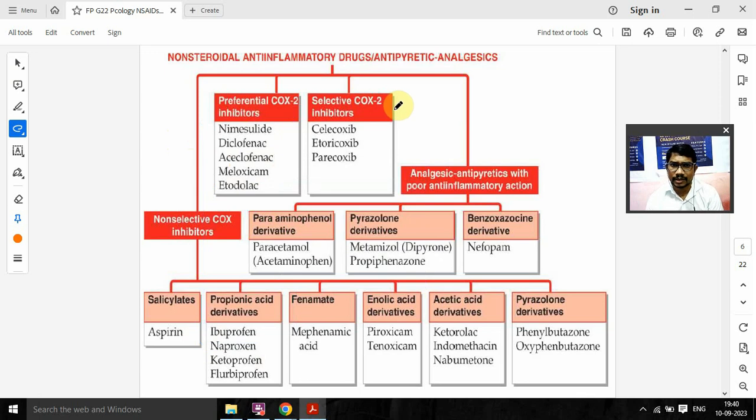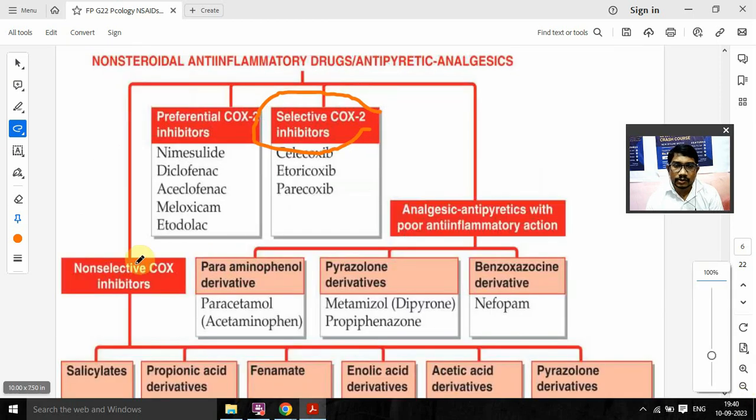Now third category, selective COX-2 inhibitor. ठीक है? Selective COX-2 inhibitor मतलब क्या है? So they inhibit selectively the COX-2 enzyme. Okay? देखो यहाँ पे COX-2 आएगा. Celecoxib, etoricoxib, parecoxib, valdecoxib, okay? Parecoxib, valdecoxib, etoricoxib, celecoxib, all these are nothing but selective COX-2 inhibitors.